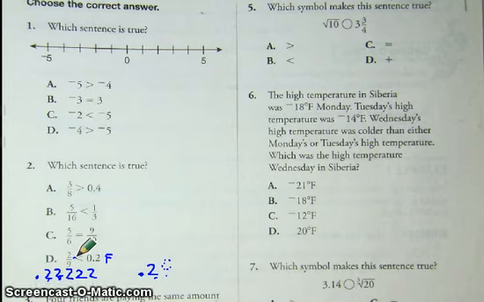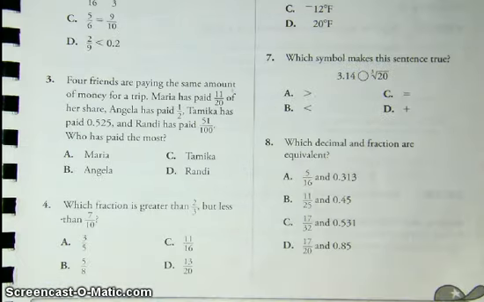It's actually larger than. So looking at question 3, 4 friends are paying the same amount of money for a trip. Maria has paid 11/20 of her share, and Angela has paid 1/2. Tamika has paid 525 thousandths. Randy has paid 51/100ths. Who has paid the most?